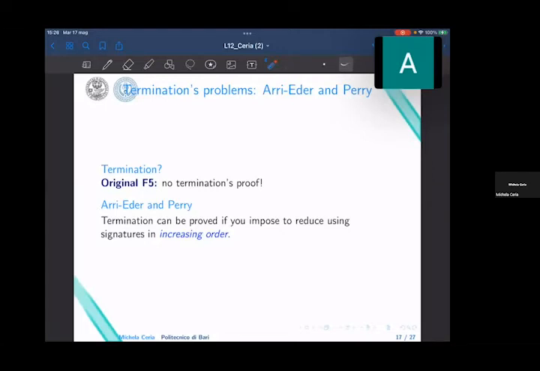What's the idea to solve it? By Gao, Eder, and Perry, it is to reduce using signatures in increasing order. So you start with minimal signature, you check that the signature and the leading term that you get cannot be divisible by something that you already have, and only in this case you put them in the basis.